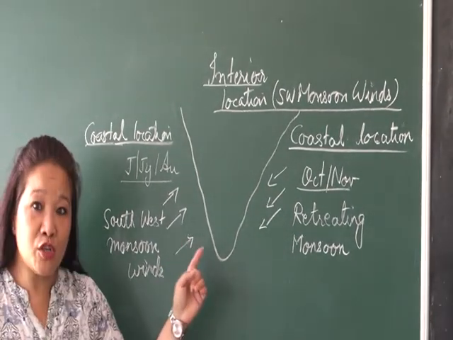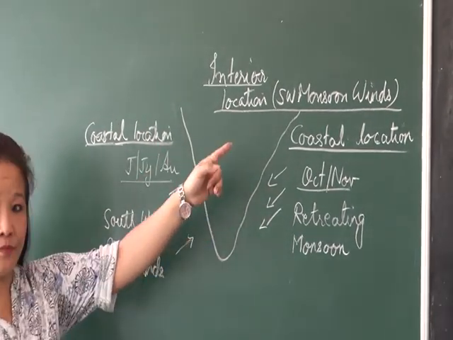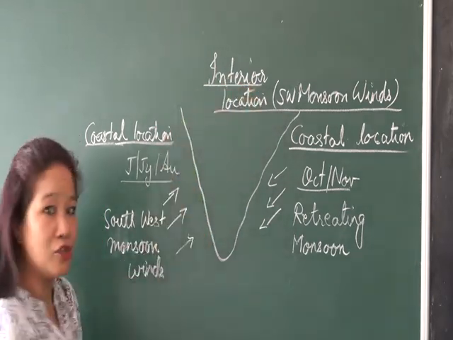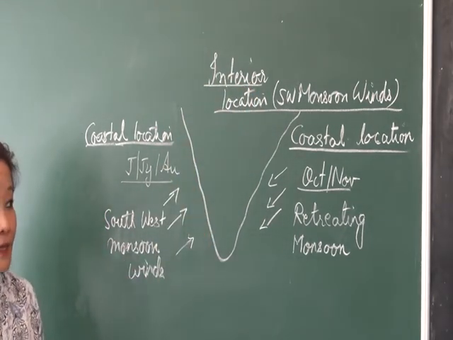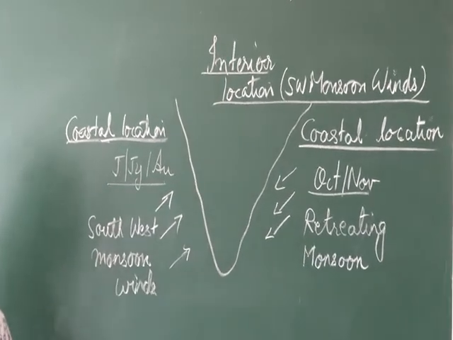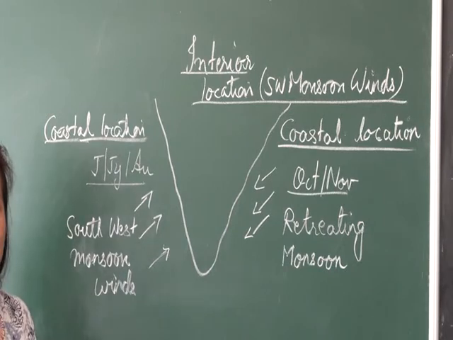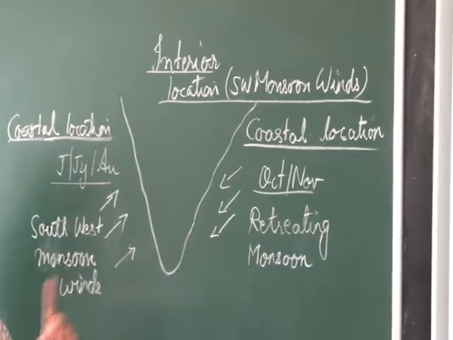Alright. Now see boys, over here I've drawn it for you. Now in case of interior location, the range of temperature is always high. Like in the first table that we did, the highest temperature was 39.1 and the lowest was 12.7. Right, so the variation is more.